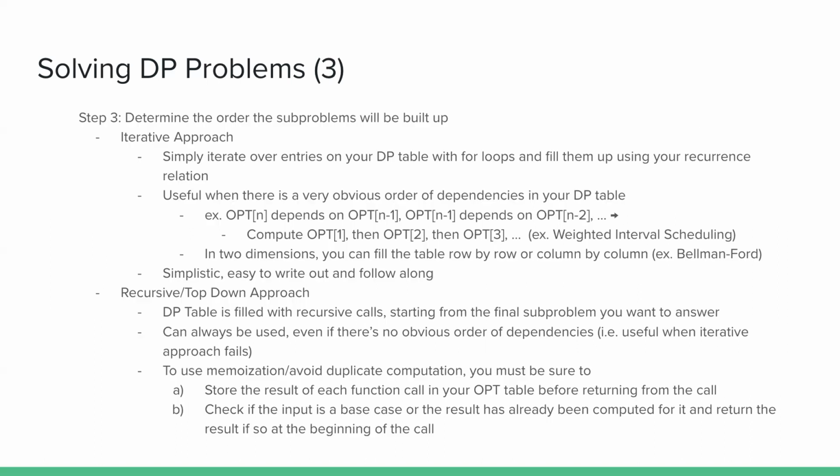So, okay, step 4, wait, can you go back to step? Yeah, okay, so how do we determine the order in which to build up our subproblems? This is why I say top down is usually easier to do this part, but maybe harder to analyze the runtime, and bottom up is easier to do the runtime, but a little harder to do this part. So in the top down approach, and then I'll talk about the iterative approach, the DP table is just filled with recursive calls.